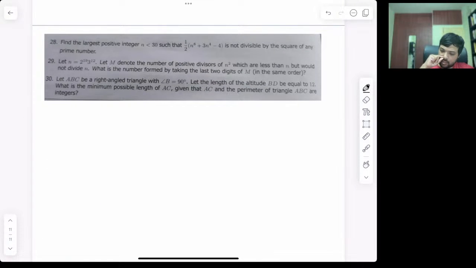Okay, find the largest natural positive integer n such that 1/2 of n power 8 plus 3n power 4 minus 4 is not divisible by square of any prime number. Okay.